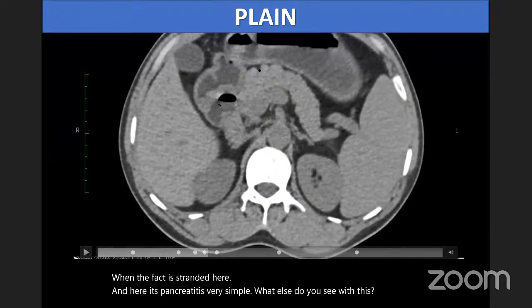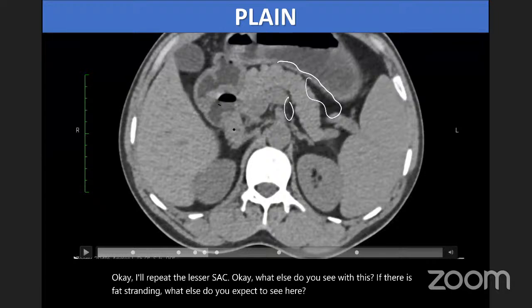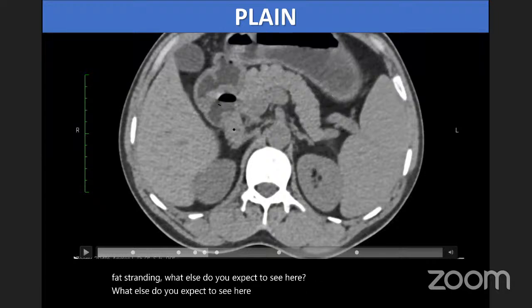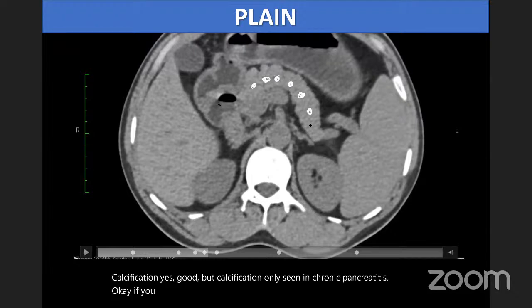Okay, I'll repeat the lesser sac. What else do you expect to see here if there is fat stranding? We expect to see calcification. Yes, good. But calcification is only seen in chronic pancreatitis. If you see calcification inside the pancreas like this, it is chronic pancreatitis. I'm telling this is acute pancreatitis.